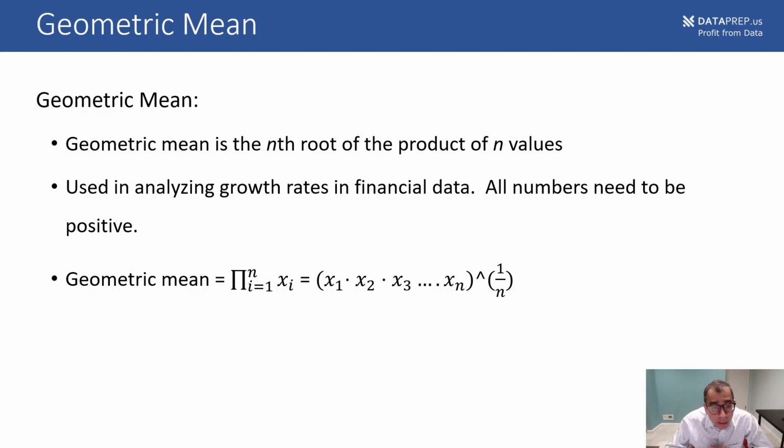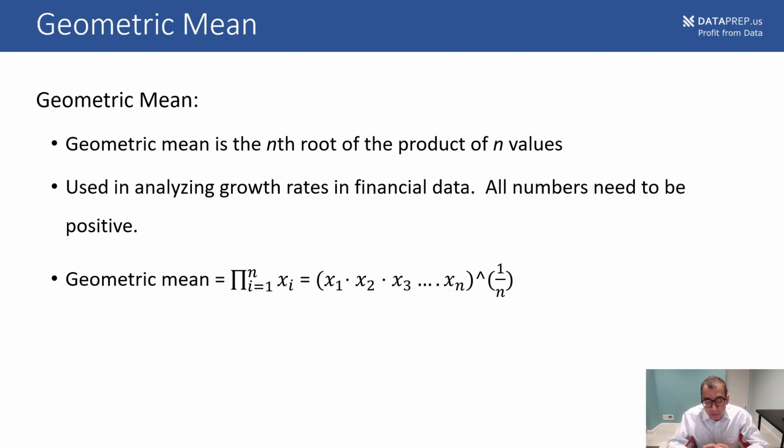Then there is another thing called geometric mean. And this is the nth root of the product of n values. So if you have 5 values, you essentially multiply them together and you take the fifth root. So you raise it to the power of 1 by 5. And this is normally useful for data where data is changing by a certain growth factor from one period to the next.